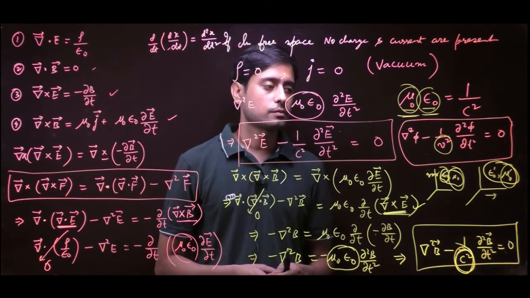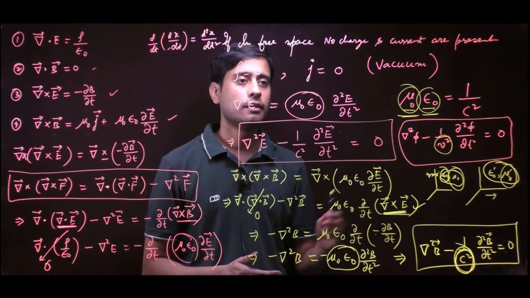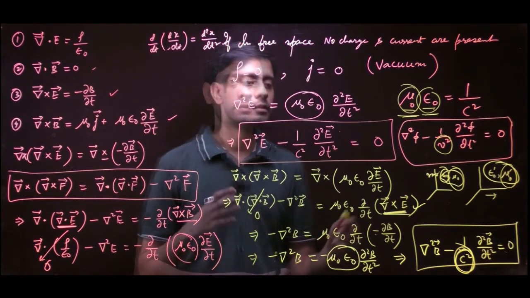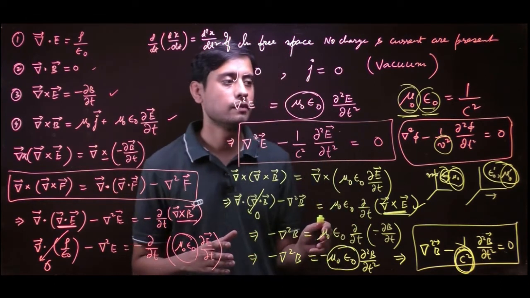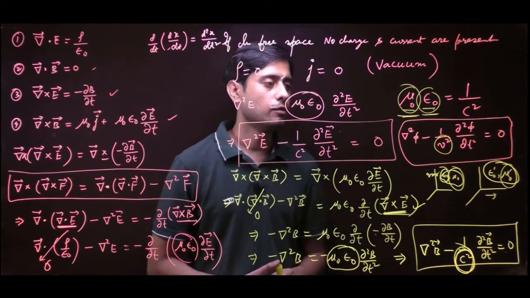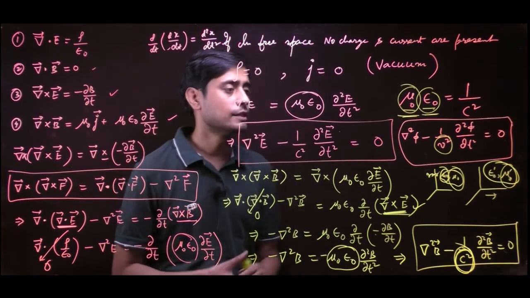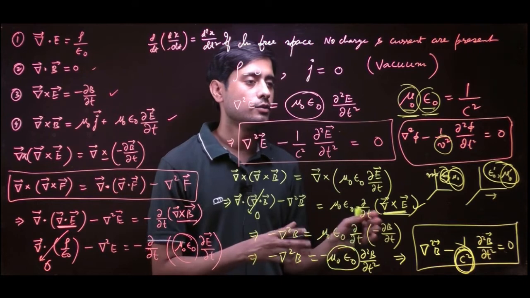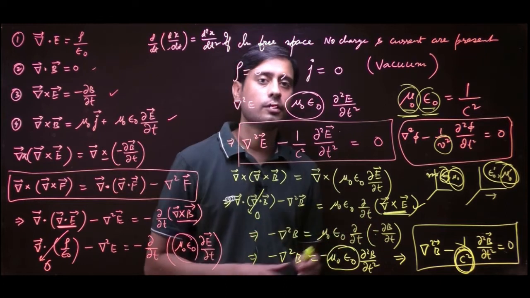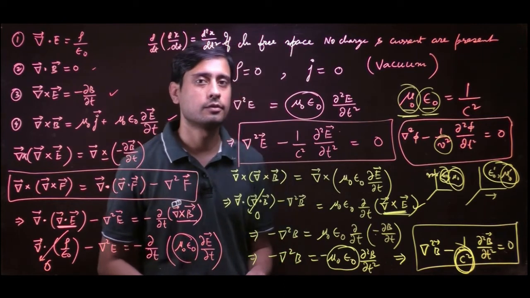Those kinds of transformations were called Lorentz transformations, and in our coming lectures we will be discussing the Lorentz transformation equations. The wave equations which we got from the Maxwell equations suggest that the speed of light must be constant for all observers, and this assumption gave rise to the special theory of relativity. This assumption also gives you the energy and mass equivalence relation, that is E equals mc square.